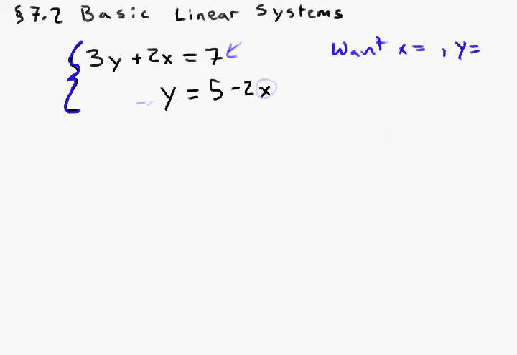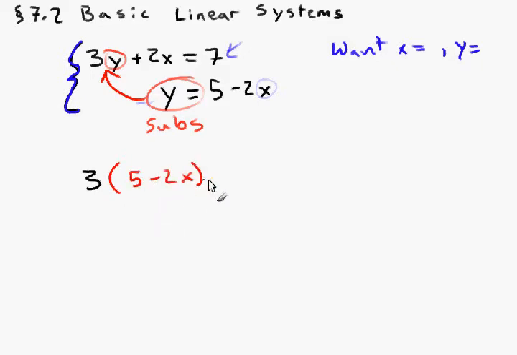So, like I said, this equation is solved for y. It's y is equal to. Sure, it's in terms of x, but it's still y is equal to. Here's why. I can make a substitution. So I would have 3 times whatever y is, 5 minus 2x in this case, plus 2x is equal to 7.